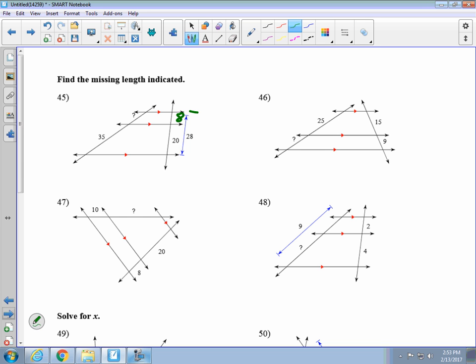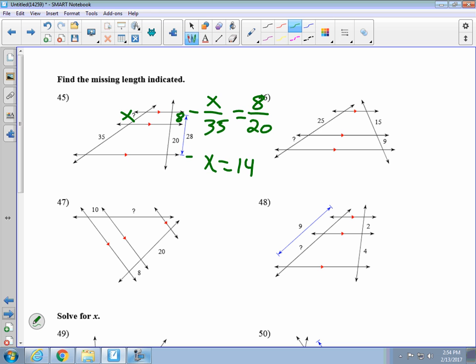Why? The whole thing from here to here is 28. This little piece is 20. 28 minus 20 is 8. So on and so forth. And you're still going to set up, basically, you can call this x and do x over 35 is equal to 8 over 20. Cross multiply, divide, you have your answer. And here again, calculator is your best friend. So 35 times 8 divided by 20, x equals 14.